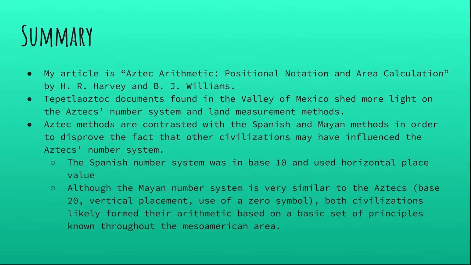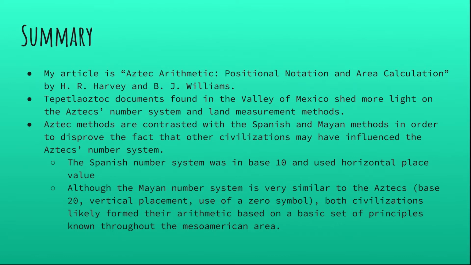The article starts off by talking about documents that were found in the Valley of Mexico that shed more light on the Aztecs' number system and land measurement methods. The Aztec methods are then contrasted with the Spanish and Mayan methods in order to disprove the fact that other civilizations may have influenced the Aztecs' number system.